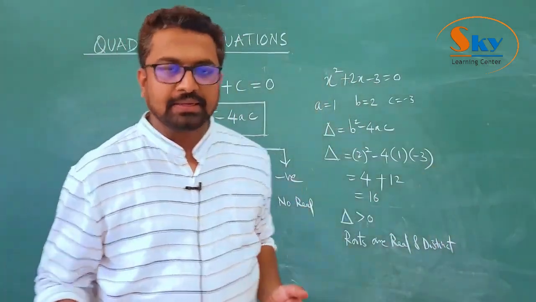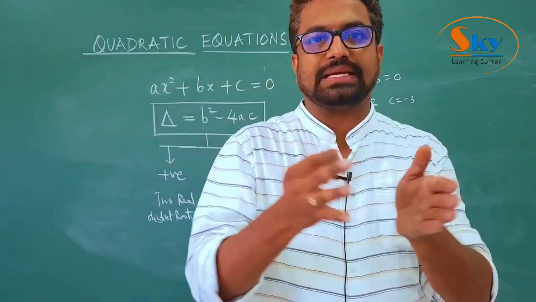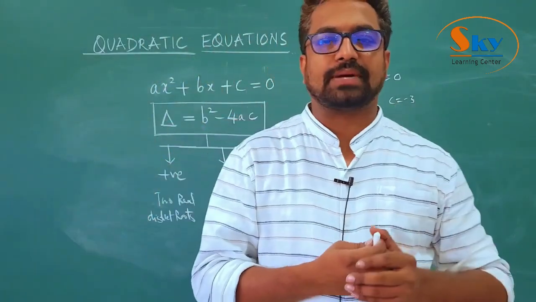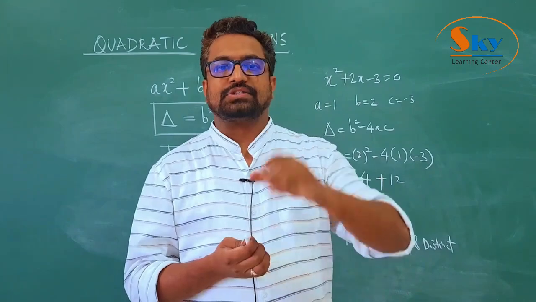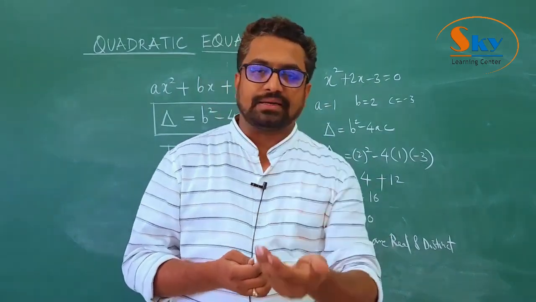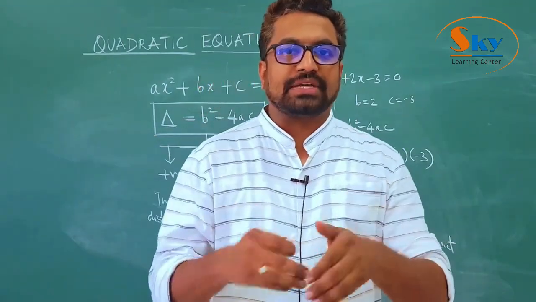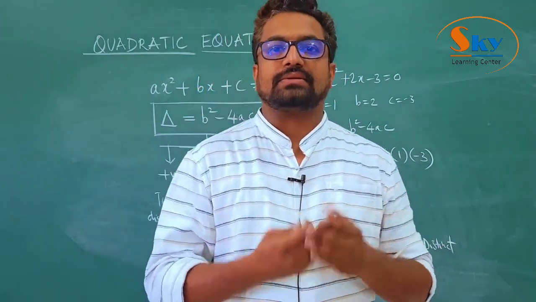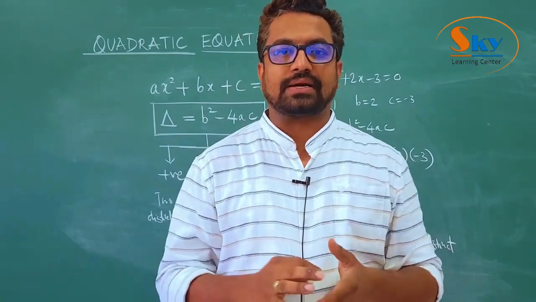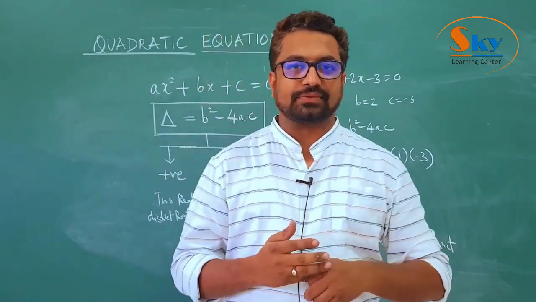Okay, so similarly we can have many other quadratic equations. Check the a, b, c values, substitute in b square minus 4ac, and check whether the roots are real. If they are real, check whether they are repeated roots or distinct roots. If they are not real, then the roots are imaginary. This is how we can get the types of roots without actually solving quadratic equations.